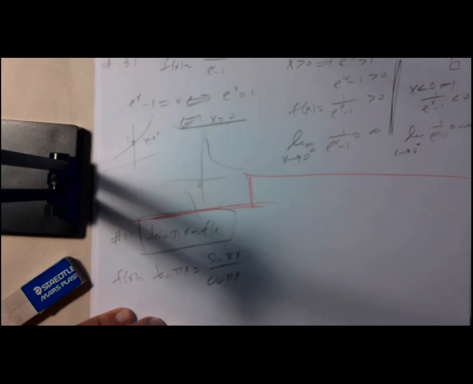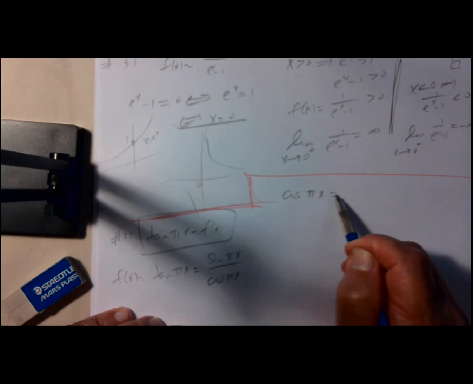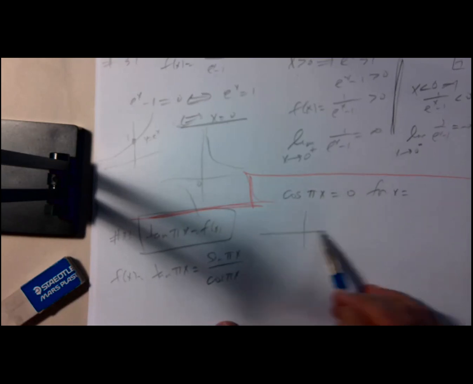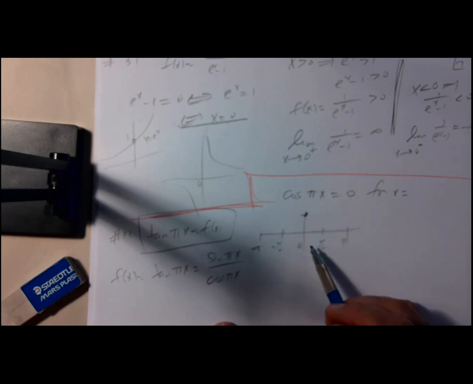So, can anyone give me an answer, a partial answer at least, to this question? Where does this function have vertical asymptotes? When is the cosine of pi x equal to zero? For example, when x is zero, what is the cosine of pi x? Well, what's the cosine of zero? One. So it's not zero.